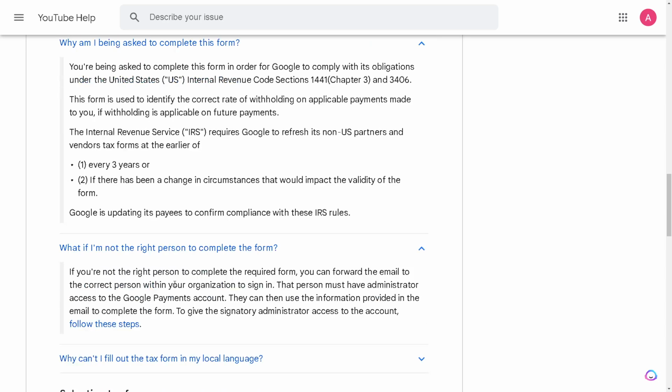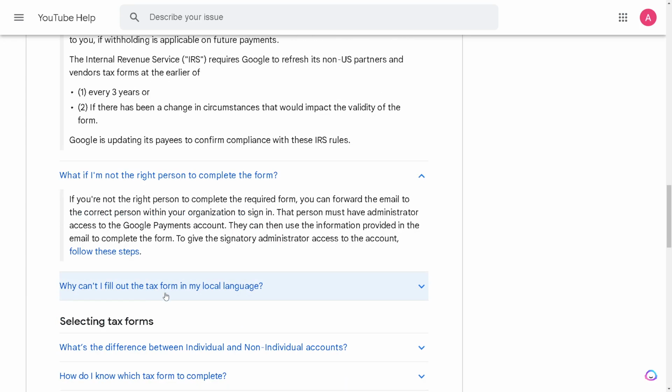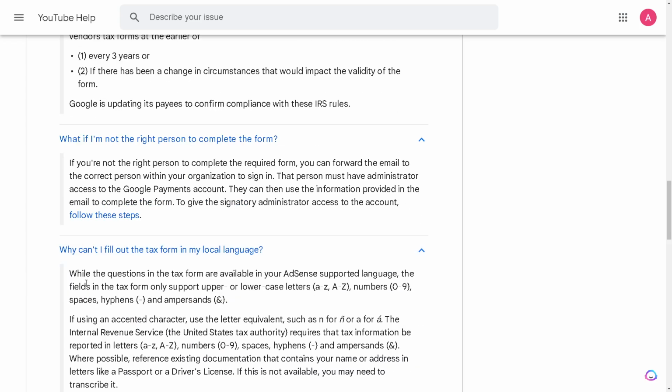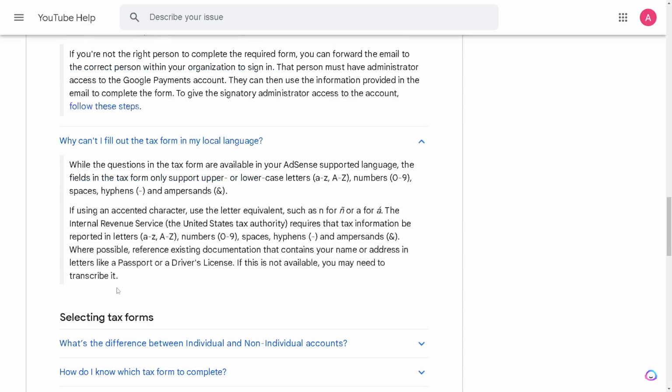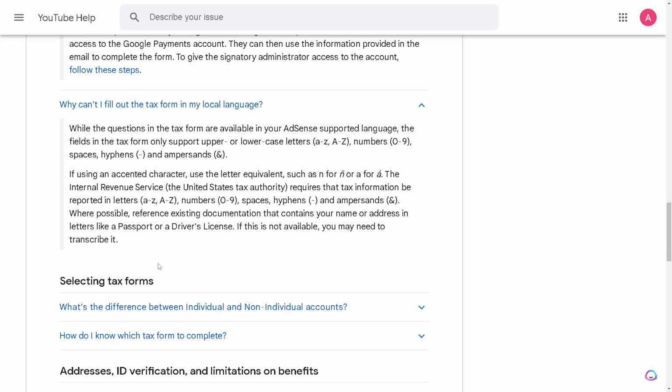Now, if you're not the right person to complete the form, you can forward the email to the correct person within your organization to sign in. That person must have administrator access to the Google Payments account. And of course, they can use the information provided in the email to complete the form. Now, if you have questions, the tax form is available in your AdSense supported language. You need to go here.